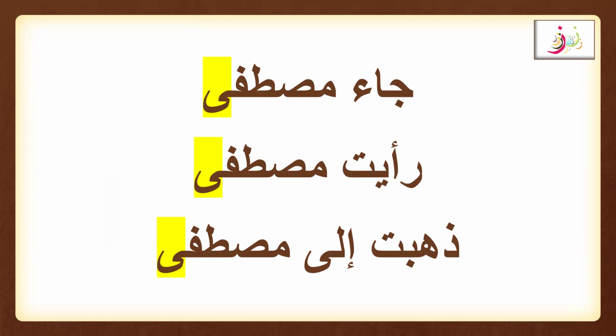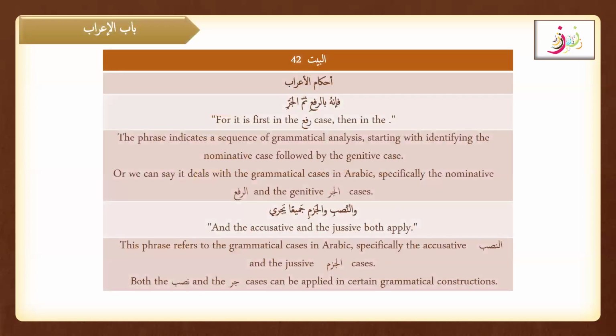So this is what Imam al-Hariri is telling us, that the awamil are changing. All these changes in the endings are happening because of the awamil. But sometimes you can see them, that is lafzan, and sometimes you cannot see them because they are taqdeeran, they are muqaddar. So let's continue with our bait 42.